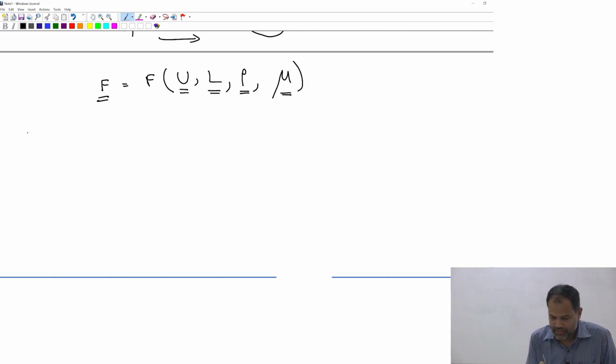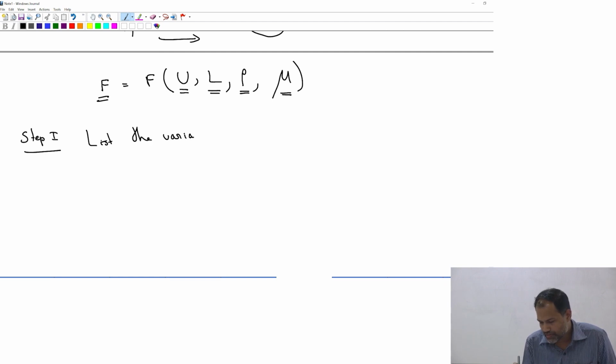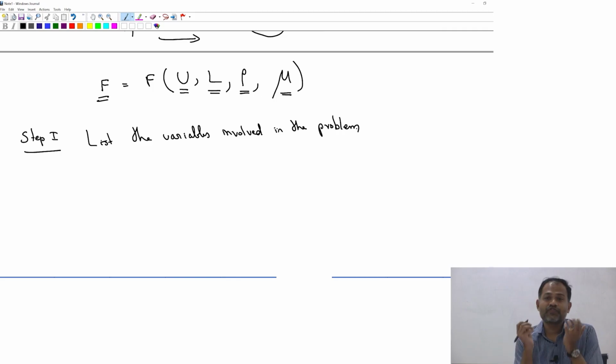So, the steps involved, step 1 is list the variables involved in the problem. Now, this is a very crucial step, because you're starting from nowhere. Okay, you don't know what are the variables involved, but you could do, let's say, some preliminary experiments, vary something and see that things are different, which will give you some idea about what might be the variables involved.